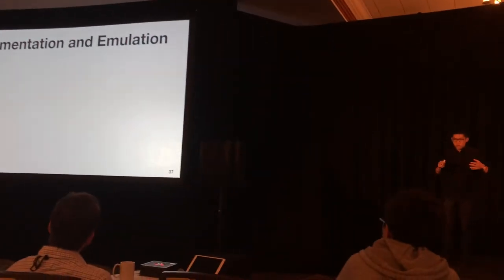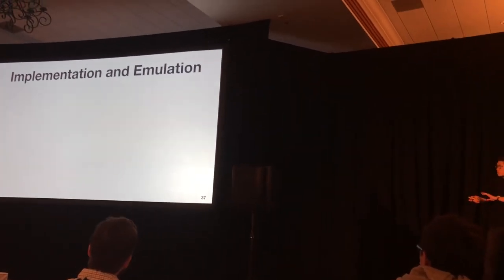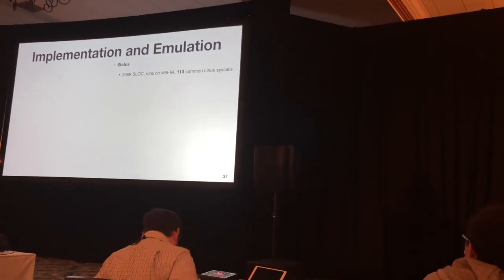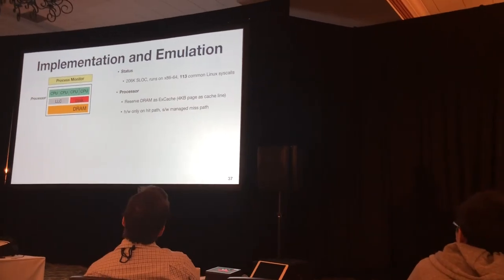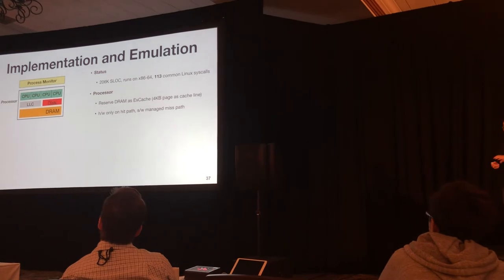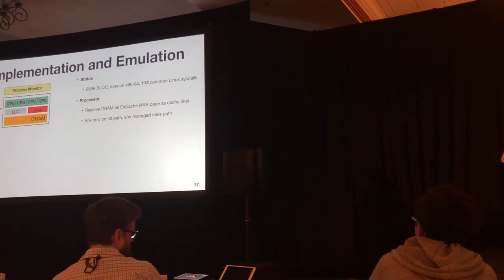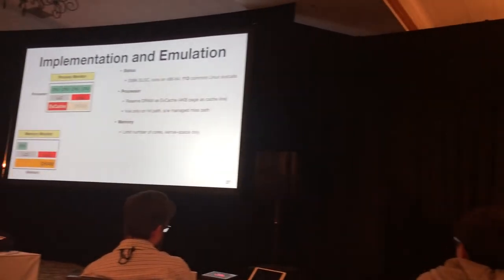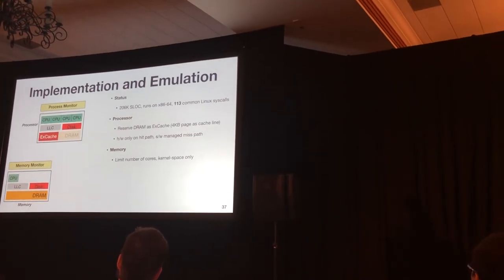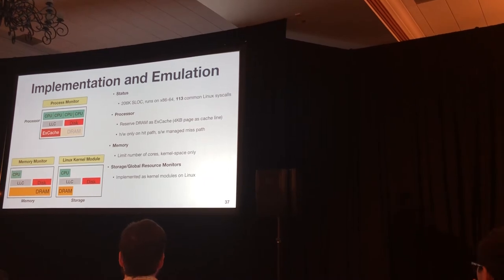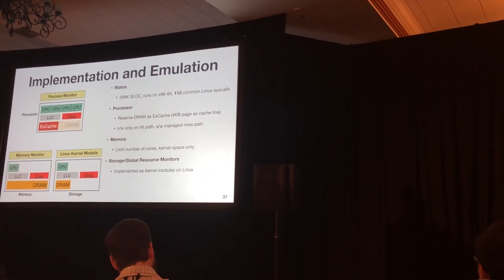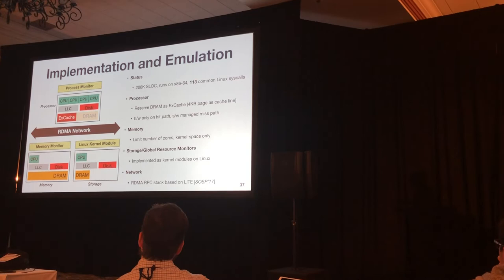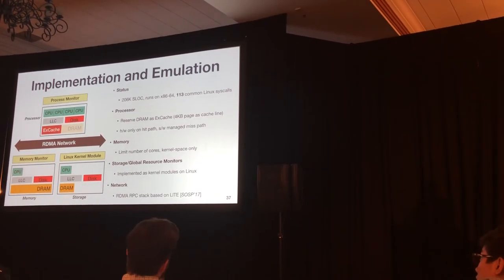We implement LegoOS using commodity x86 servers. Currently, we have 200K source lines of code and support around 100 system calls. To emulate the processor, we reserve a small DRAM in kernel as ExCache. The hit path is managed by hardware, and the miss path is managed by LegoOS itself. To emulate memory, we only enable a limited number of cores to emulate the effect of constrained hardware components. As for the storage and the global resource monitors, we implement them as Linux kernel modules to avoid all the engineering efforts of implementing device drivers. And for the network stack, all of them share one network stack, which is the RDMA-based RPC framework.